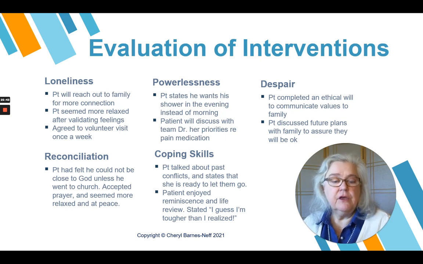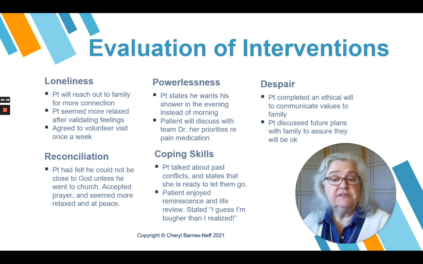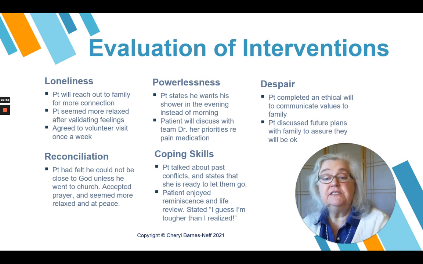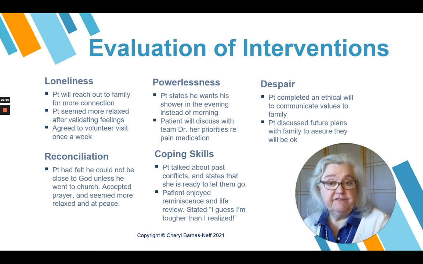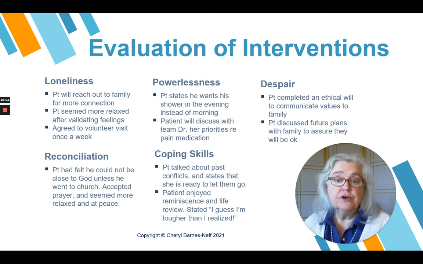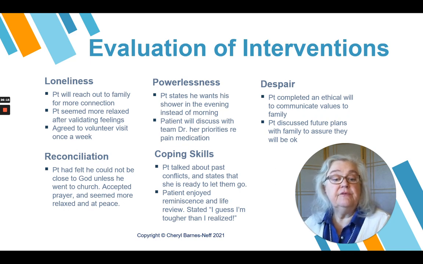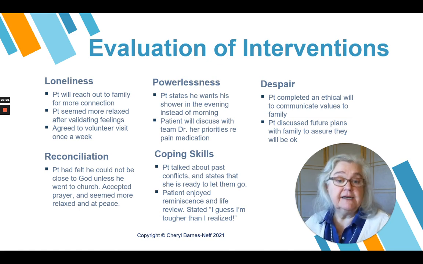So how do we then evaluate? We need to come back and think about the evaluation for each of these types of interventions that we've already dealt with for the patient. So we want to say, for instance, the patient may have reached out to family for more connection. They've seemed more relaxed after validating their feelings. They agreed to a volunteer visit once a week. That would be an evaluation of how that worked toward the goal. Reconciliation: the patient had felt he couldn't be close to God, but he accepted prayer and seemed more relaxed and at peace.